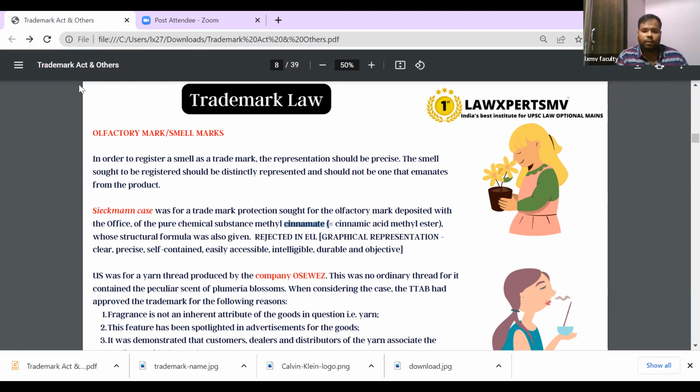So based on this particular ratio, if you go to the United States of America once again, in a particular case, this company Oswes was producing some kind of yarn, and this yarn had a particular smell of plumeria blossoms. Plumeria blossom is nothing but a kind of flower. So this particular smell was given the trademark by the United States of America.